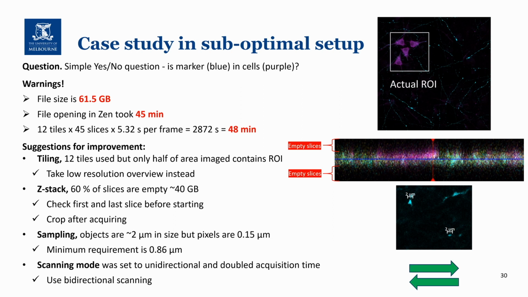One last area of improvement would have been to switch from unidirectional scanning to bidirectional scanning, which would have halved the acquisition time. Set up correctly, this image should have taken around 5 minutes to acquire and only been a file size of about 1.6 gigabytes.